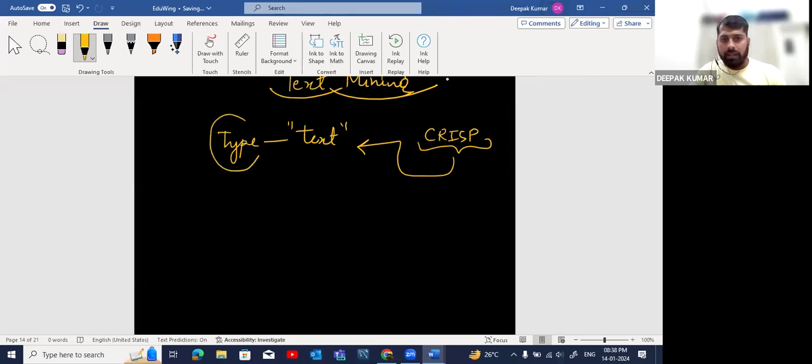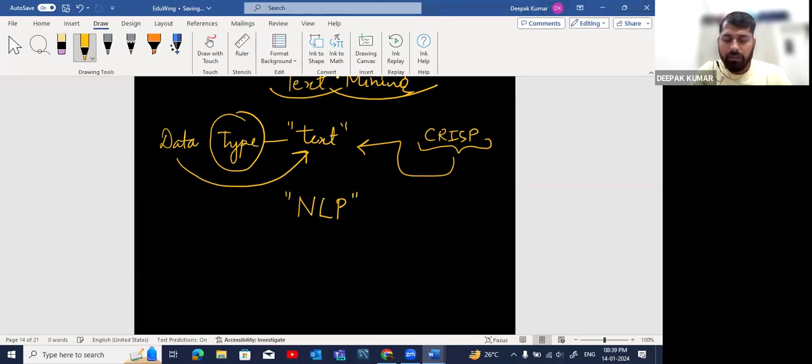So when the type of the data is text, can anybody answer me? What do you call such applications? When the type of the data is a text, what is the application we call? Has anybody heard about this word, NLP? Yes or no? Somebody in the chat.